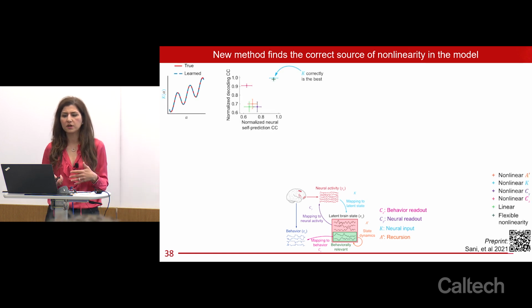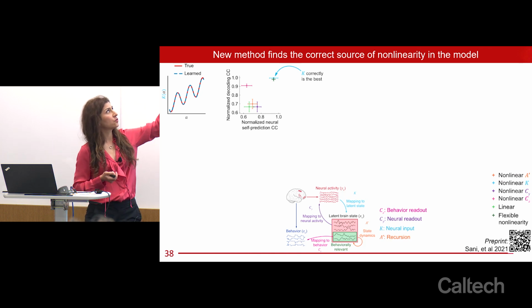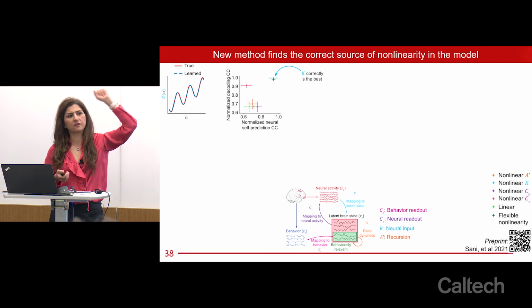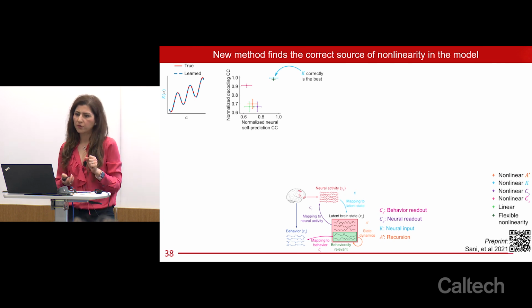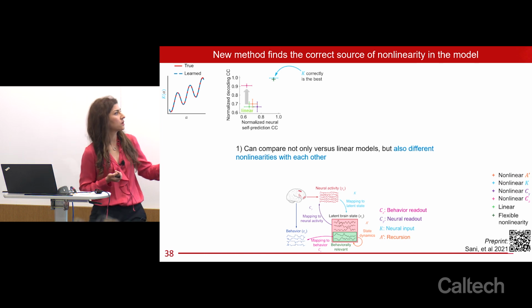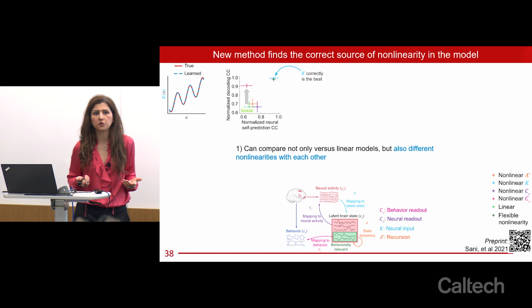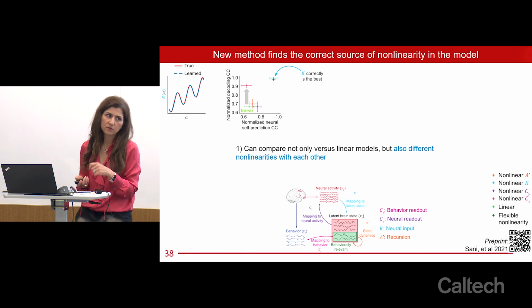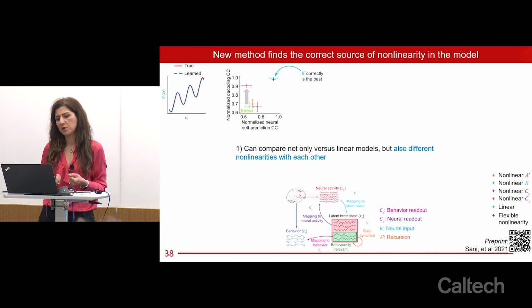So for example, here in the neural input or K parameters, you can see that the method correctly finds it by putting it on the top right performance frontier, saying this is the best one. So it found it correctly. And this shows you why the first property is important, because had we just compared with a linear model, a behavior readout is also better than a linear model. But the nonlinearity is not there. The only reason we can do this is this hypothesis testing capability.